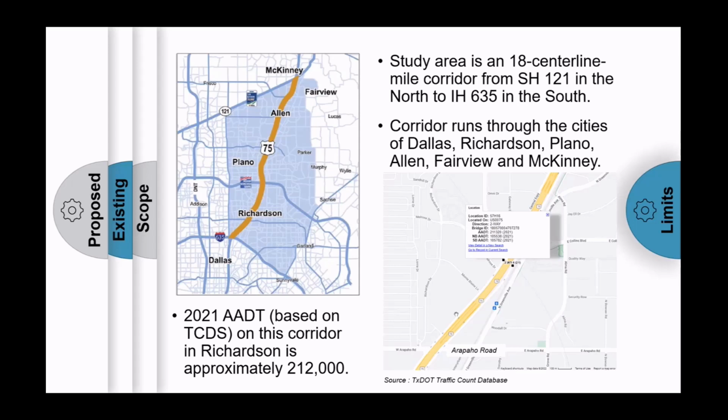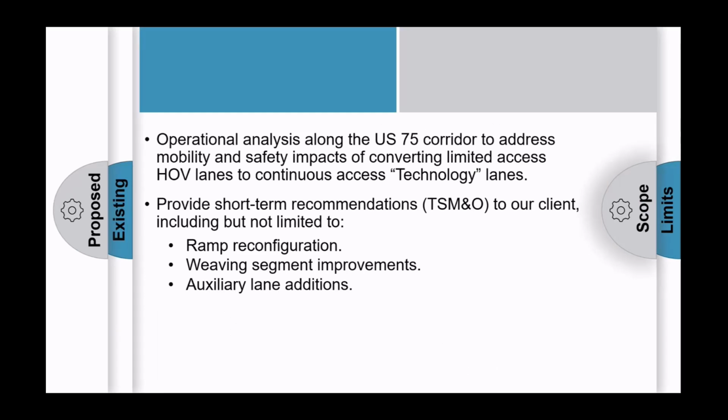The 2021 AADT is about 212,000 vehicles per day, so a very heavily traveled corridor. The goal of the project looked at mobility and safety impacts of converting the existing HOV lanes to peak hour technology lanes, and to provide short-term recommendations of the TSMO variety, such as, there's quite a few separate merge diverge areas, so potentially connecting those with an auxiliary lane to create a weaving segment.